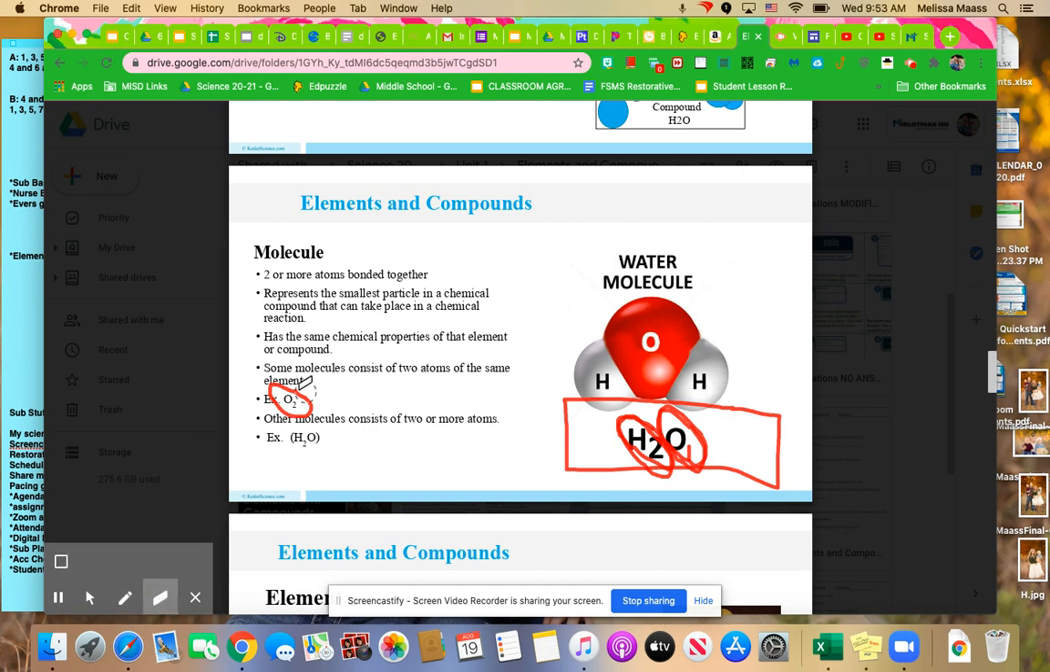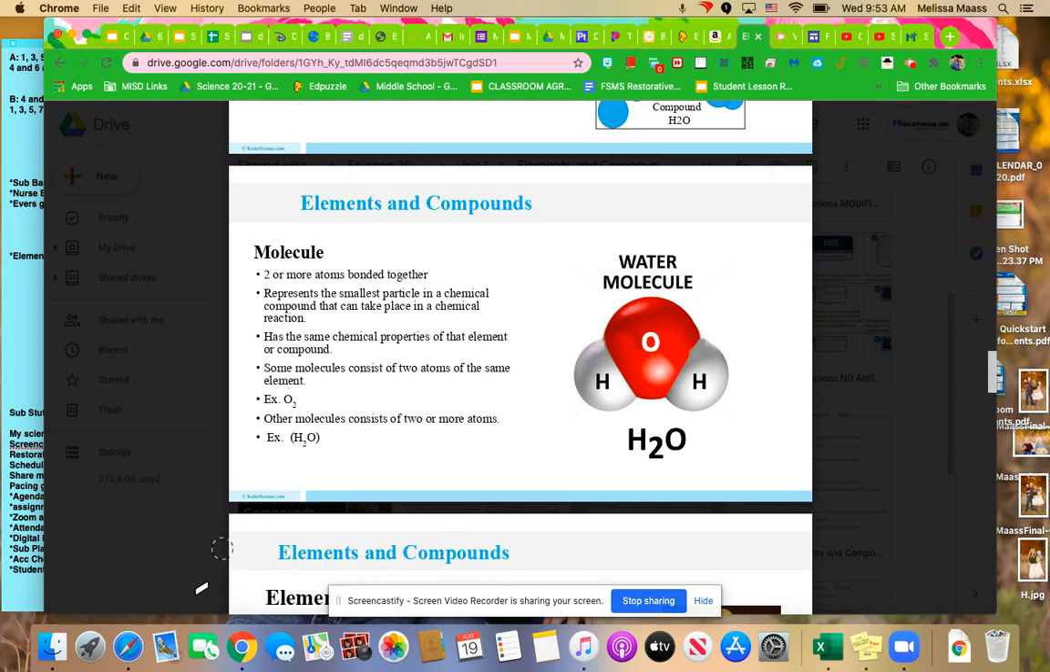Let me see if this actually erases. Maybe I can push a button, but just let me erase it, and then we'll move on to talking about compounds. But that's really it. That's a molecule. Pretty basic. Oh wait, I'm still on the eraser. Let me pause. Hold on.